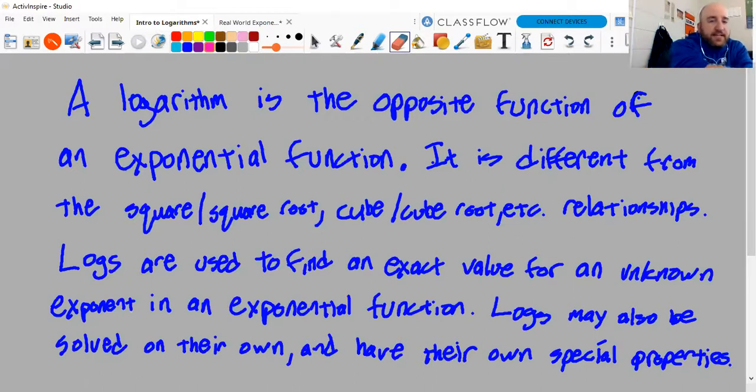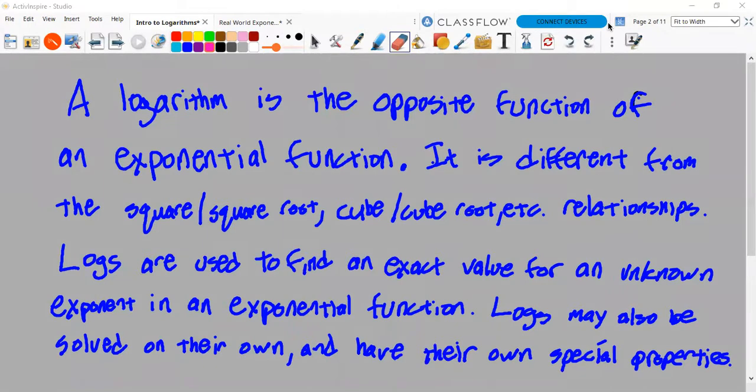All right, it says a logarithm is the opposite function of an exponential function. What we discussed a little bit ago was the square and the square root function, the last unit we did before Unit 5. So it's different from the square root, cube root relationship. If we have x squared equals 36, all I have to do is square root both sides, and x equals 6.